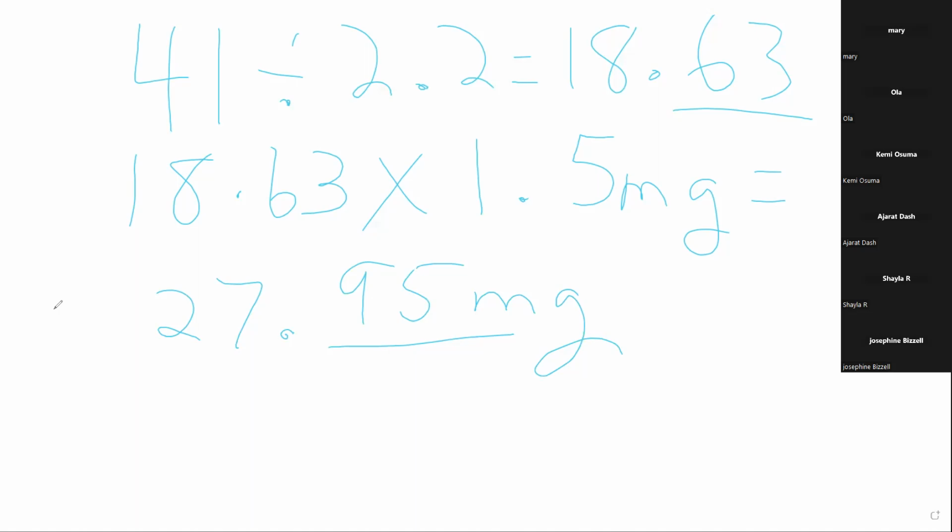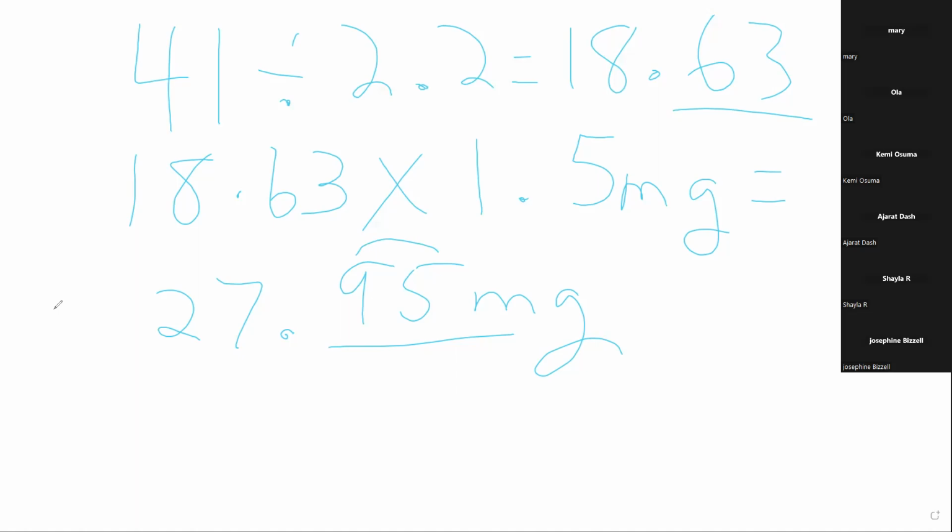Now, here's the thing. If I asked you for this answer here, and I told you I wanted it in the nearest tenth, what would your answer be? 27.9. No, that would be 28, because that 5 is going to convert that 9, so it's going to automatically take it up to the nearest whole number.